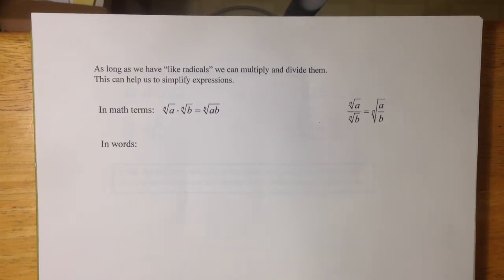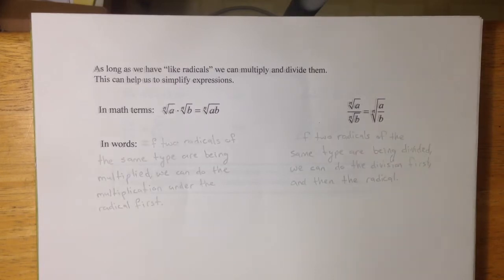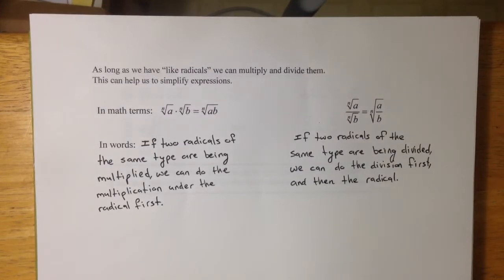So all those a's and b's and n's can be kind of confusing. Let's take a moment to try to put these two rules into plain English. So I might say if two radicals of the same type are being multiplied, we can do the multiplication underneath the radical first and then do the radical. Or if two radicals of the same type are being divided, we can do the division first and then do the radical.